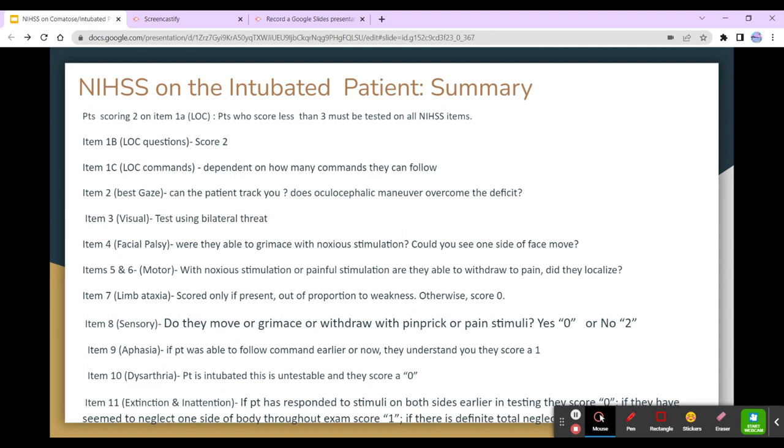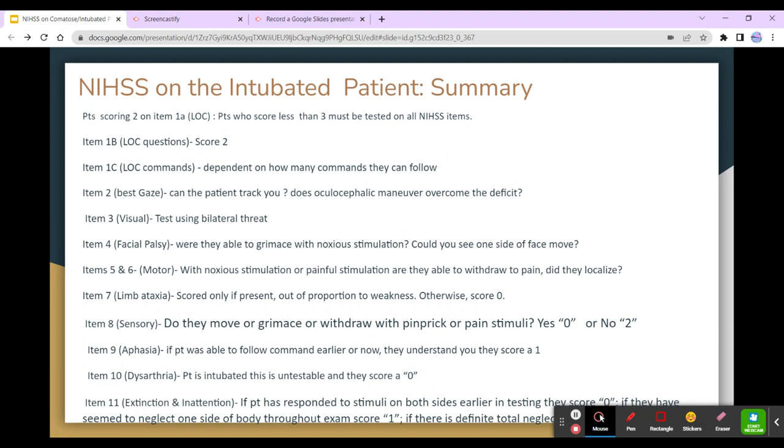1B, if they can't answer your question at all, they score 2. 1C, if they follow your commands, if they follow 2, 1, it all depends. Item 2, the best gaze, are they tracking you, or does oculocephalic maneuver overcome the deficit? Number 3, test using bilateral threat and score appropriately. Number 4, when you gave the noxious stimuli, were they able to grimace? Did they grimace on one side of their face? Did the other side not move? Score that appropriately. Item 5 and 6, same thing.